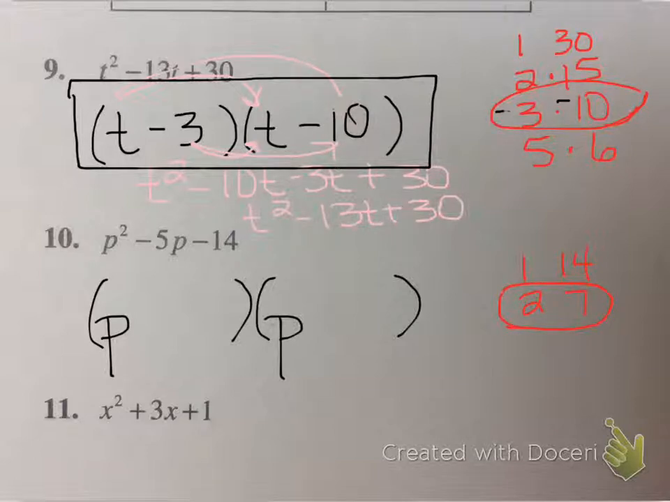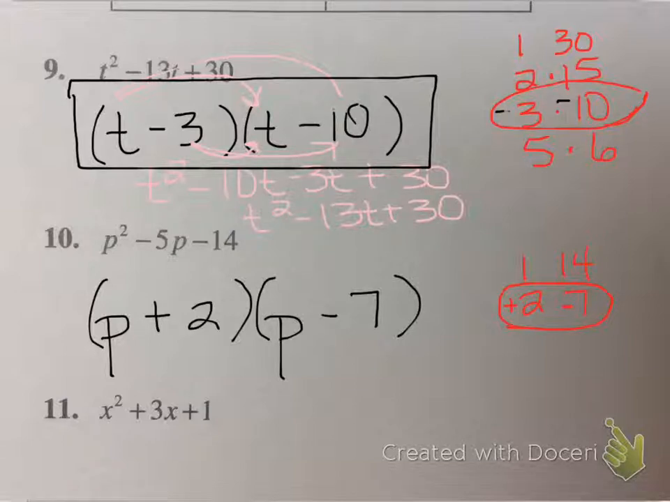Now notice I need a negative 5. So in order to get a negative 5 for the sum, I know that my 7 would have to be negative, and my 2 would have to be the positive. So when I come over to put them into my factor pairs, I'm going to do plus 2 and a minus 7. Again, you can check by doing FOIL: first, outer, inner, last.